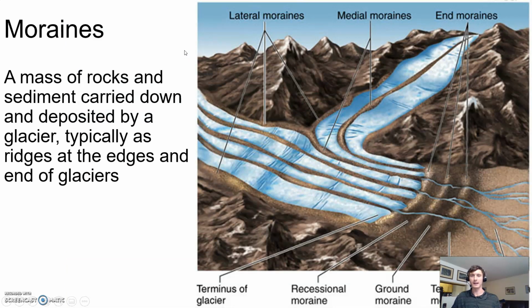Now, last thing we're going to talk about here are moraines. At the edges of the glacier, you build up all of this sediment around it. This is going to be some mass of ground up rock material, which is deposited usually as some sort of ridge along the edge of the glacier. So we have our different valley glaciers here, and we have our lateral moraines, on the outside, medial, in the middle, and end moraines, in this case at the very end of the glacier.